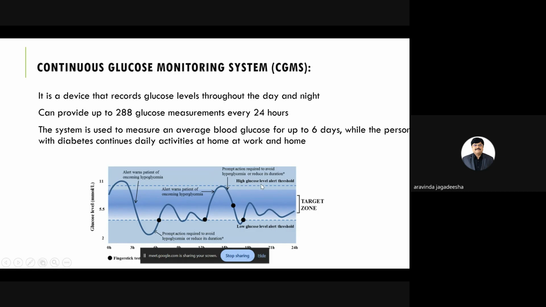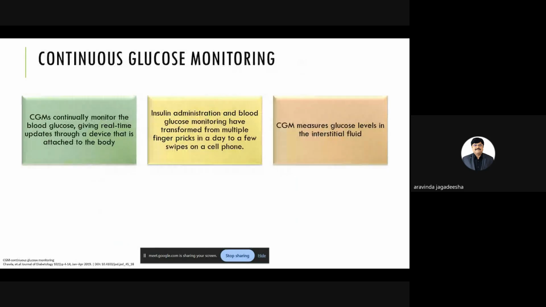The high glucose threshold and low glucose alert threshold we can fix according to the patient's need, age, and associated medical conditions. So this is very important. We maintain the sugar level in the target zone. This is where the CGM plays an important role. CGMs continually monitor the blood glucose, giving real-time updates through a device that is attached to the body. Insulin administration and blood glucose monitoring have transformed from multiple finger pricks in a day to a few swipes on the cell phone. CGM measures glucose level in the interstitial fluid.